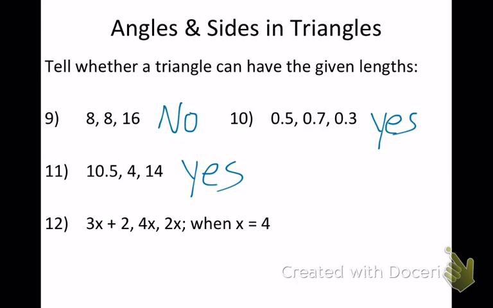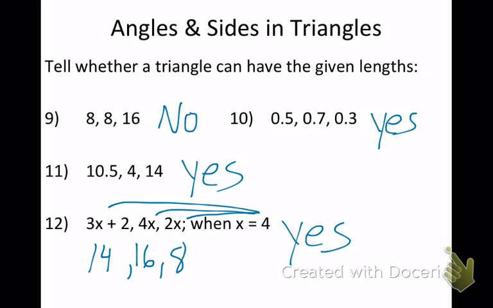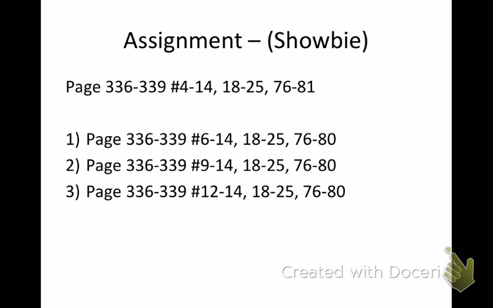It gives me 3x plus 2, 4x, 2x, and it says when x equals 4. What do you do with that 4? I plug it in for x. And when I do that, what are my side lengths? 16, 14, and 8. So is that a triangle, yes or no, Becca? Yes, it is. Nice job. And there's your assignment today.